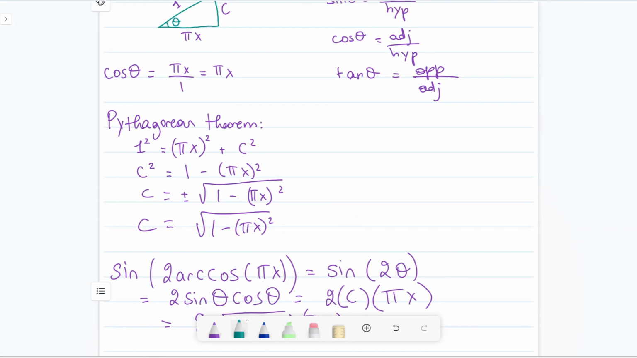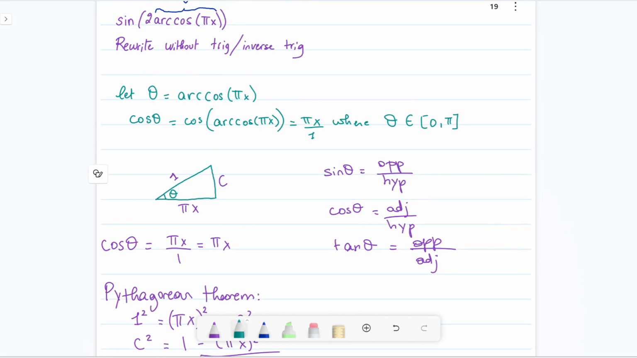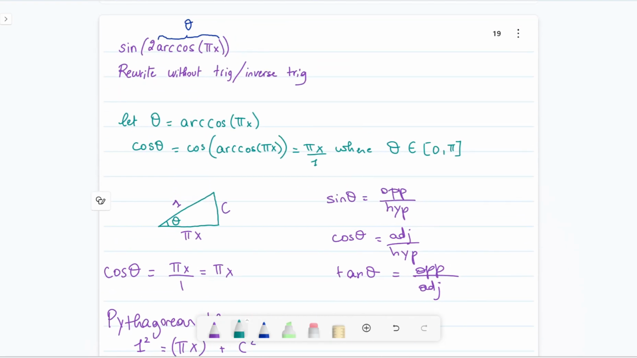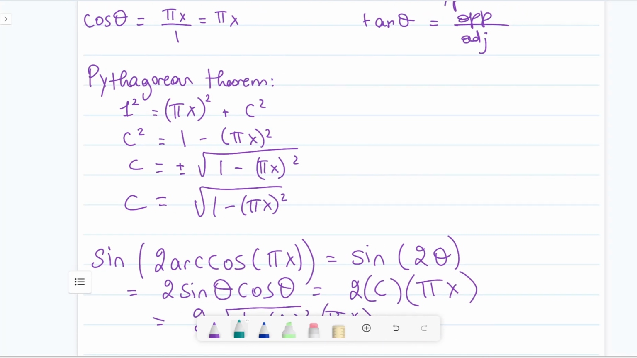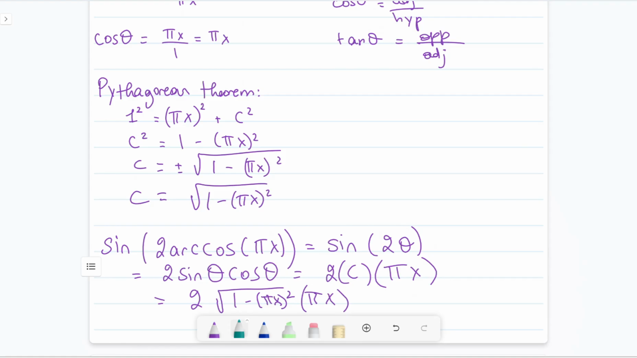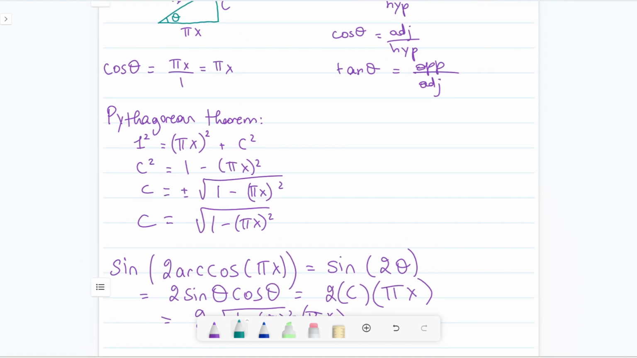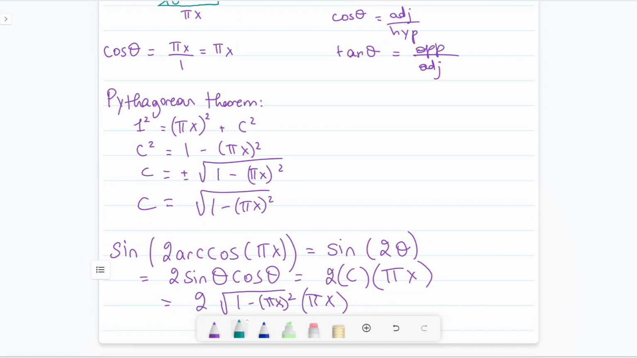Now, the question does not ask us for c. The question is asking for sine of 2 arccos of pi x. So let's write this down. Sine of 2 arccos of pi x. And we already said that arccos of pi x is theta. So the question is asking for sine of 2 theta. Now we learned before identities regarding sine of 2 theta. This is equal to 2 sine theta times cos theta.